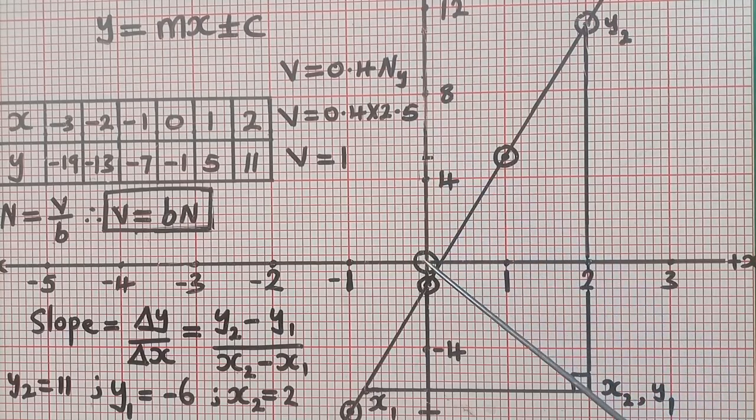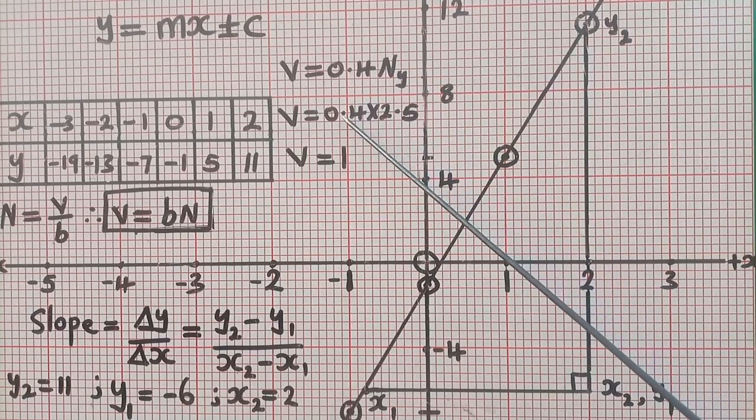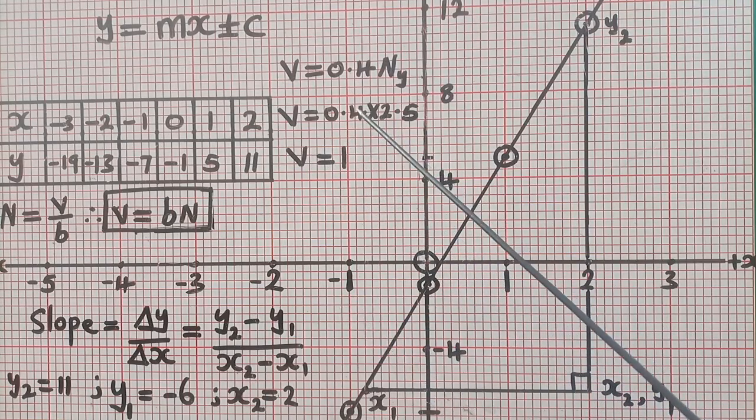Counting from this point to this point, we have 2.5 unit boxes. We now replace this ny by 2.5, and so we have 0.4 times 2.5. So the value is that v is equal to 1. That is, vertical intercept is equal to 1. So far, so good. We have found the value of the slope and the value of the vertical intercept.